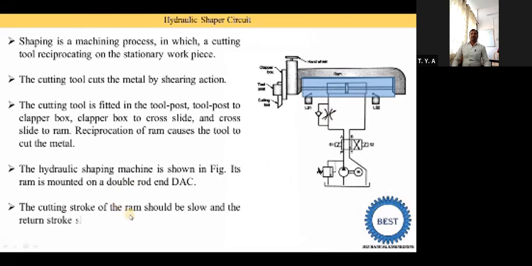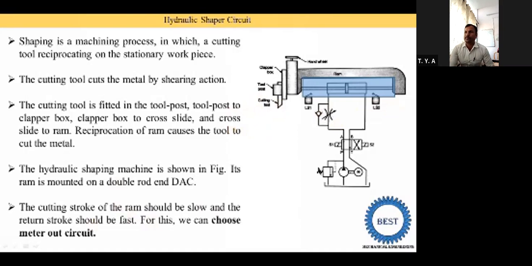The cutting stroke of the ram shall be slow and the return stroke shall be fast. We know that in a shaper machine the cutting stroke is done at slow speed and the return stroke is idle, means during the return the cutting tool does not do any cutting. The return stroke is generally called the idle stroke, and we do the idle stroke quickly to save working time. For this we can choose the meter out circuit. In other types of quick return shaper machines, some setting is done so the return stroke is faster. But in a hydraulic circuit, if we need the return stroke to be faster, then we need to choose the meter out circuit.